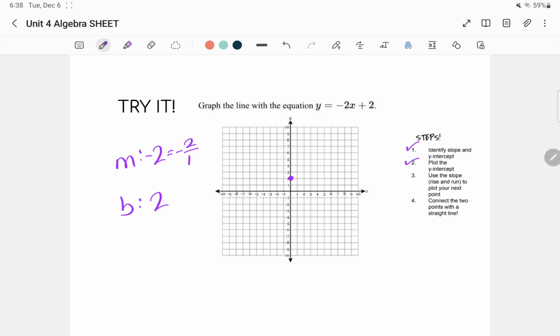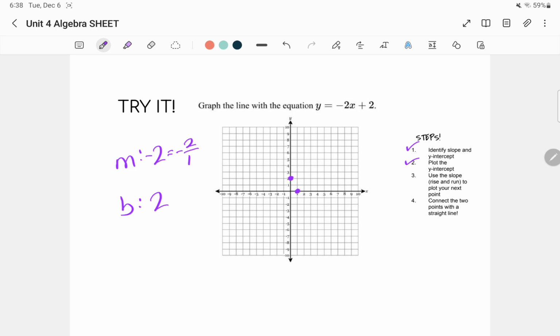So -2/1. The negative is only going to apply to either the -2 or the 1. I would apply it always to the -2, the numerator, to make it easier. So that -2 means I'm going to go down 2 and over 1. So -2/1 means I'm going to go down 2, because it's negative, and then to the right 1. And my next point is right here. Again, one more time, rise over run. So -2 would be down 2 and to the right 1.